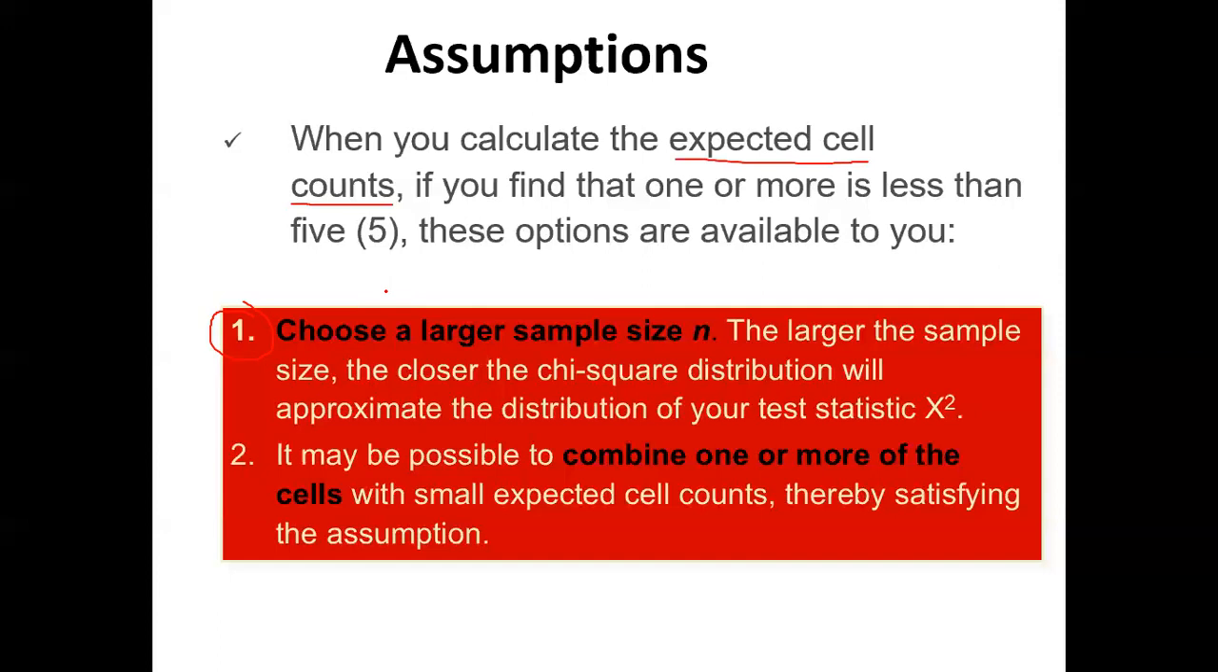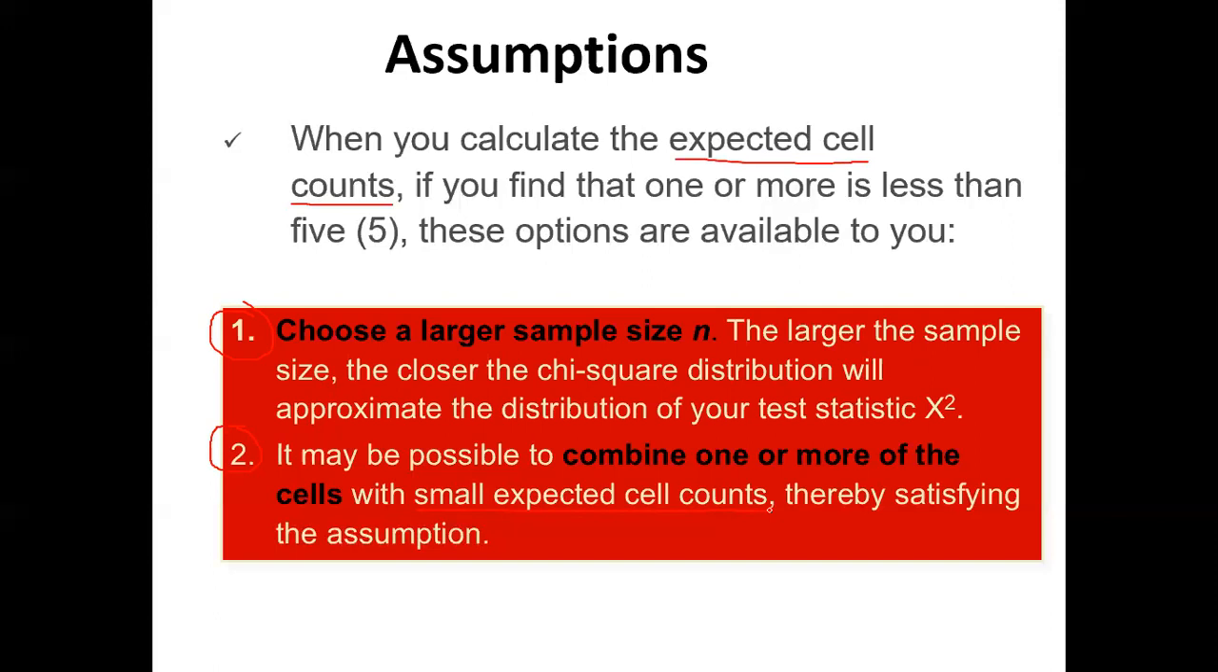Another option is that you can combine one or more of the cells. Maybe you can combine the cells with a small expected cell count. So when you combine the cells, there will not be as many cells, but it will give you a larger expected cell count. It is okay to choose to get a larger sample size, and also to combine one or more cells with a small expected cell count, so that your expected cell count value is not less than 5.